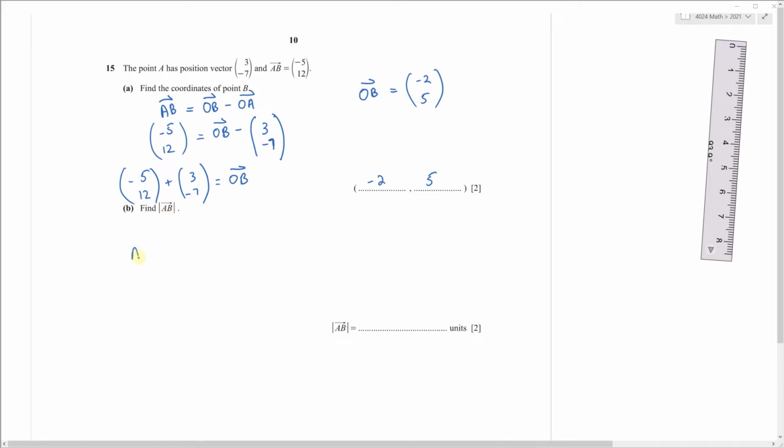Find the magnitude AB. So magnitude AB would be square root, so minus 5 squared plus 12 squared. This will be 25 plus 144 square root. This will be square root of 169, which is 13. So your magnitude here is 13.